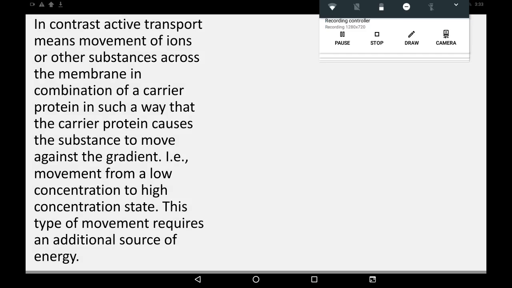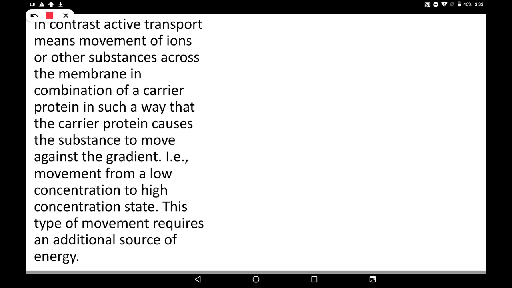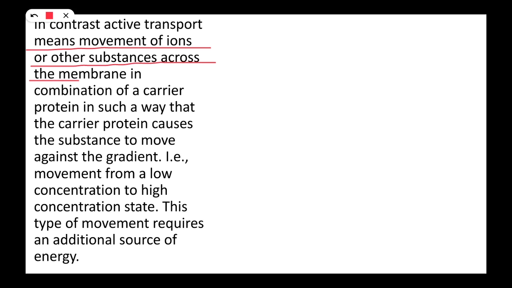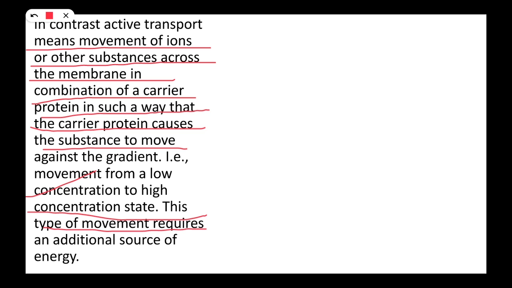in contrast, active transport means movement of ions or other substances across the membrane in combination with a carrier protein in such a way that the carrier protein causes the substance to move against the gradient. That is, the movement from a low concentration to a high concentration state. This type of movement requires an additional source of energy, right?